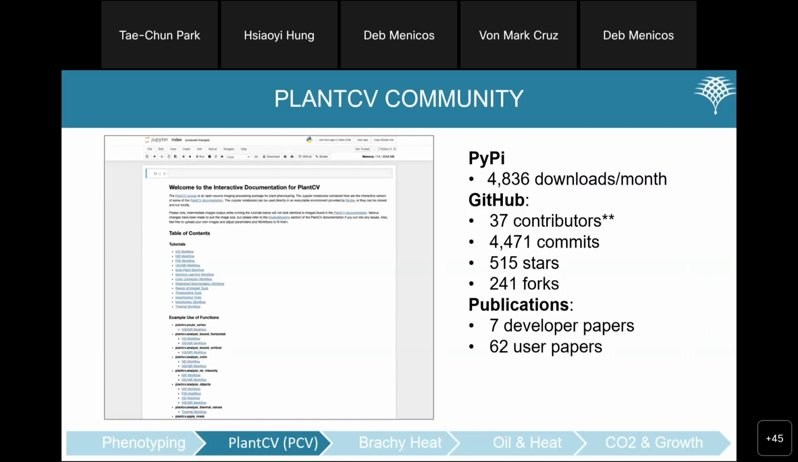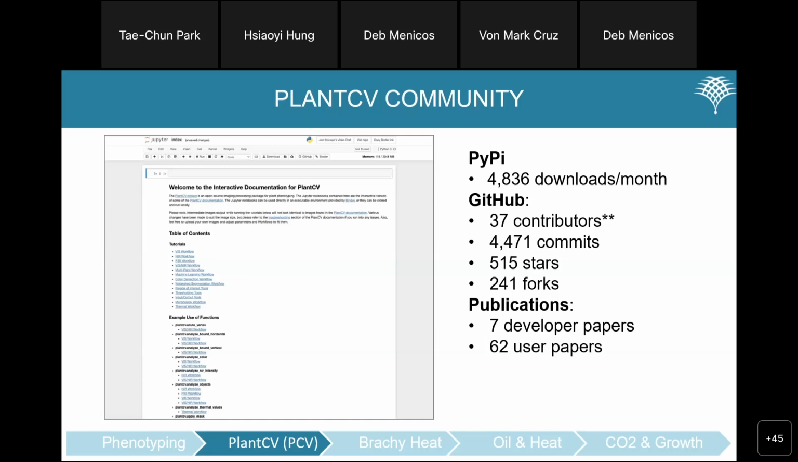So the funding agencies often want to know how many people are being impacted or how many people actually use your software, because you're sending it out into the ether, out into the public. And so that's hard to necessarily describe, but we know that we have about 4,000 downloads per month via PyPI. That can be people just updating their PlantCV. But what's really important to us is that there have been 7 papers specifically on the development of PlantCV, but then 62 papers since we first pushed PlantCV that not just cite it, but actually use it in their methods. So these are people who are actually using PlantCV for their research.